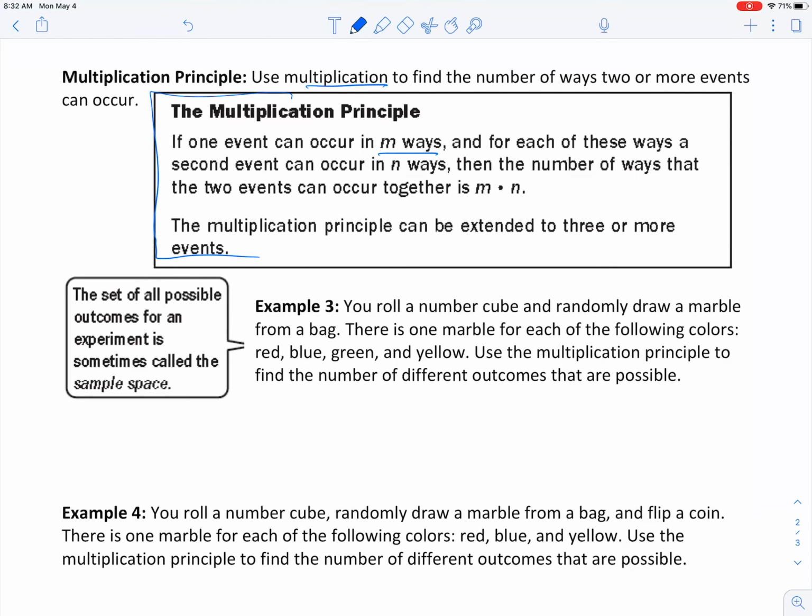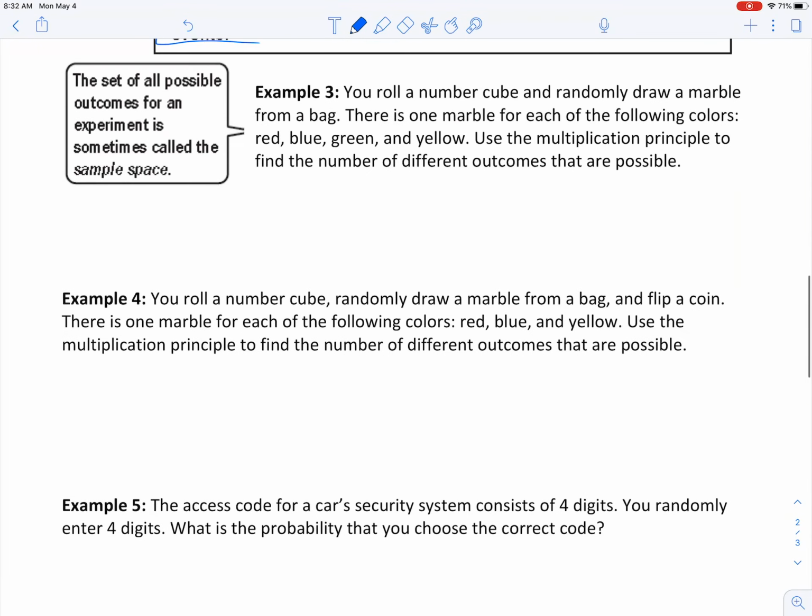All right, so I'm going to read this box here. It says, if one event can occur in m ways, and for each of these ways, a second event can occur in n ways, then the number of ways that the 2 events can occur is m times n. The multiplication principle can be extended to 3 or more events.